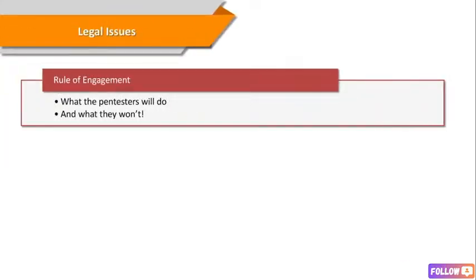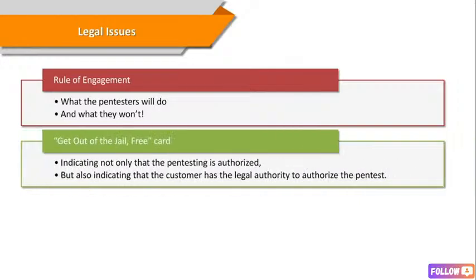Before beginning a pen test, the parties should enter into a contract indicating exactly what the pen testers will do and will not do, and the range of IP addresses, subnets, computers, networks, or devices that will be the subject of the pen test. The pen tester should obtain a get-out-of-jail-free card from the customer, specifically indicating not only that the pen testing is authorized, but also indicating that the customer has the legal authority to authorize the pen test. Big distinction, and very important.